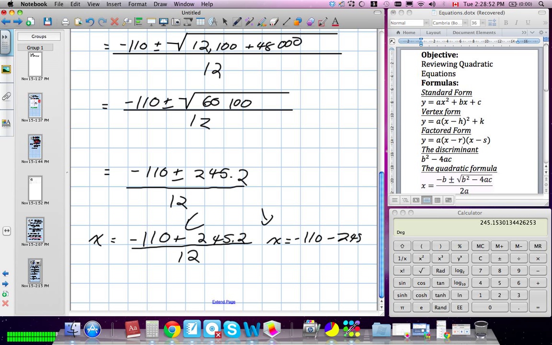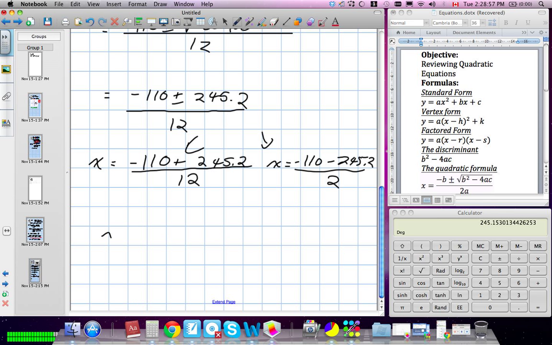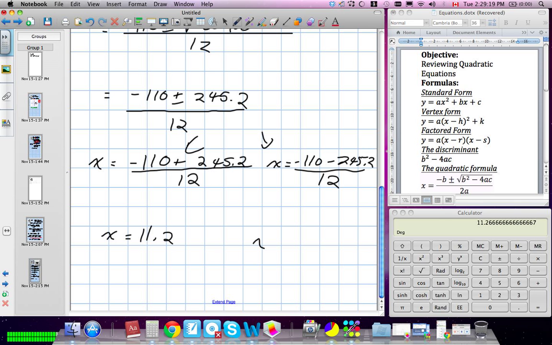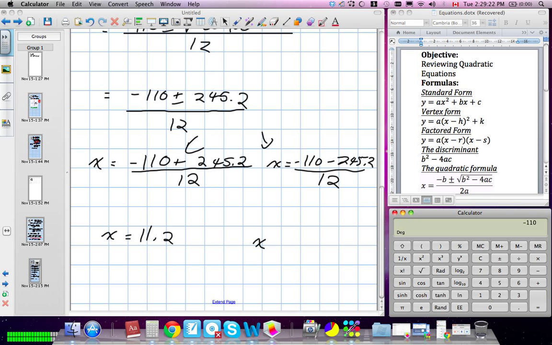So we get negative 110 plus 245.2 divided by 12, which is 11.2. Or our other option is negative 110 subtract 245.2 divided by 12, negative 29.6. So we have to make sense of these two. The positive one and the negative one, which one do you take? We're going to figure that out right now.